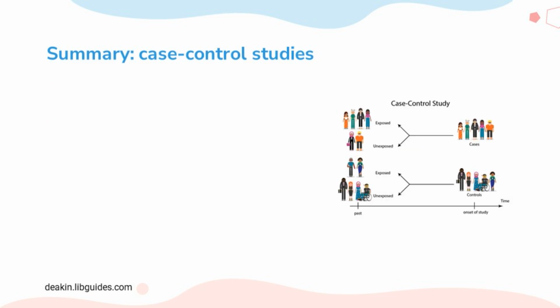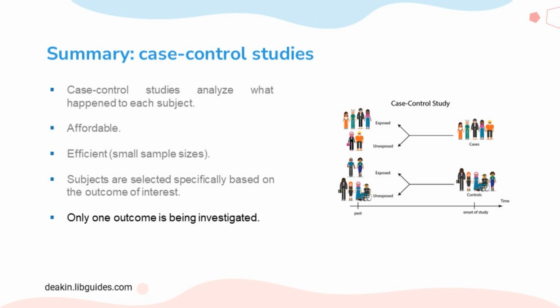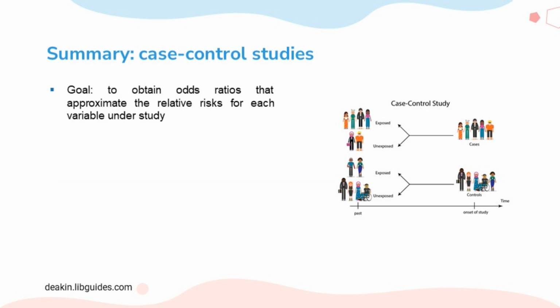Case control studies. They analyze what happened to each subject. They're also affordable and efficient due to small sample sizes and the retrospective nature of the studies. Subjects are selected specifically based on the outcome of interest. Only one outcome is being investigated. The goal of case control studies is to obtain odds ratios that approximate the relative risks for each variable under study, and they suffer from sampling bias and recall bias.